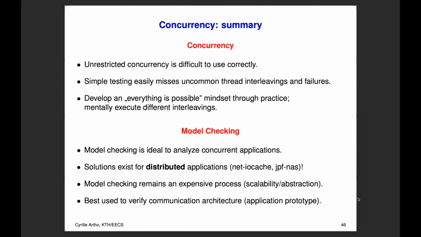And thanks to the extensions, there are also solutions for network software. Of course, there are still problems to deal with the scalability and native code, and those cannot be solved for all types of software. But it's great to verify, for example, a prototype where you look at the communication architecture and the synchronization between threads or processes to make sure that you don't have something that suddenly deadlocks or fails in some other way.